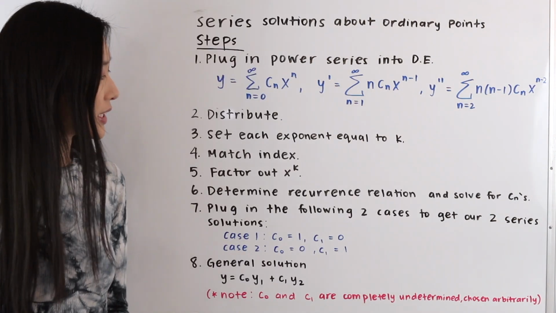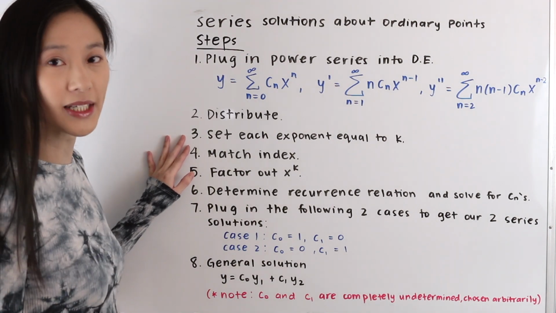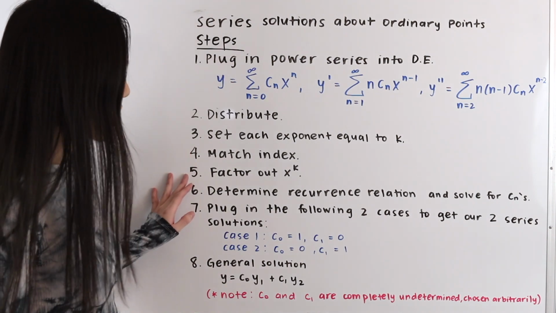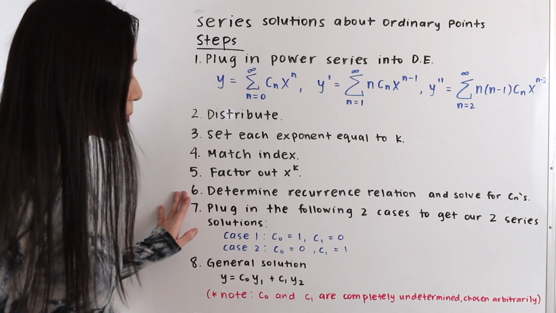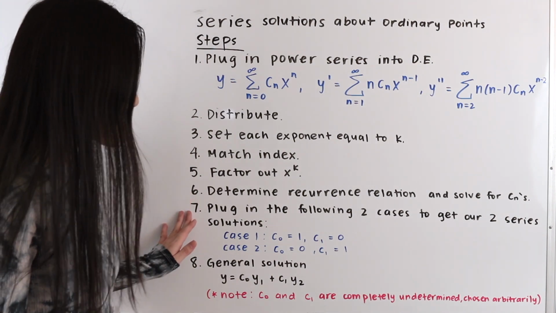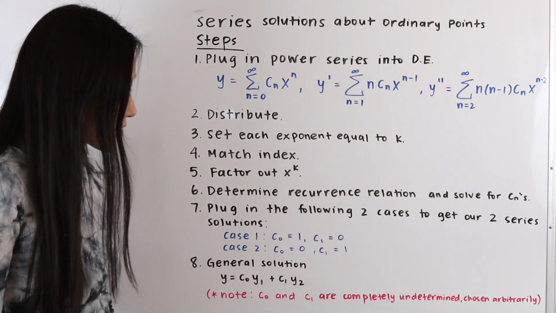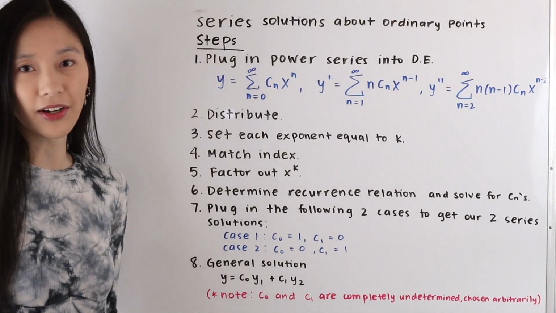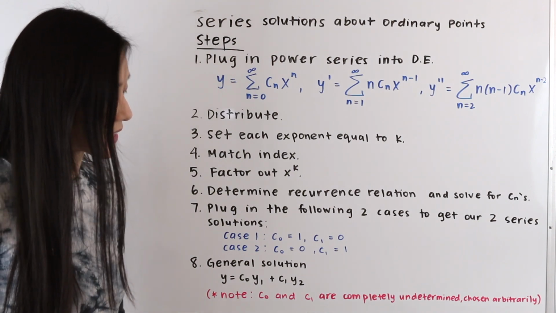In step 2, we need to distribute our terms. In step 3, we need to set each exponent equal to k. In step 4, we need to match our indices. In step 5, we need to factor out x to the k. And in step 6, we need to determine our recurrence relation and solve for our cn's. In step 7, we need to plug in the following two cases to get our two series solutions. Case 1 is where c naught is equal to 1 and c1 is equal to 0, and case 2 is where c naught is equal to 0 and c1 is equal to 1.